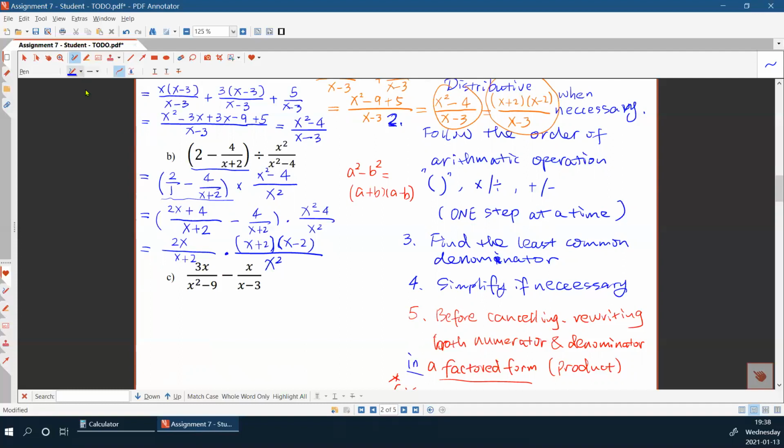So next, you can try to cancel anything there, okay? X plus 2 can be canceled with x plus 2 here, and x can be canceled with x here, right? So the final result is 2 times x minus 2 divided by x, right? This is our final result.